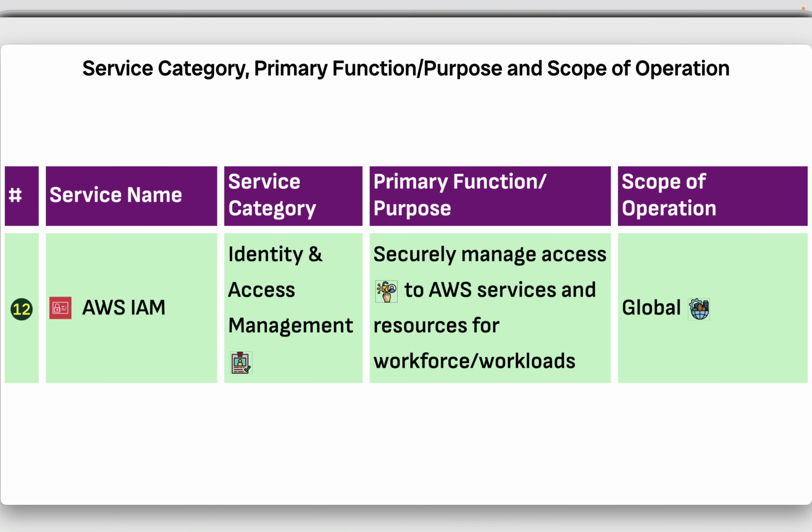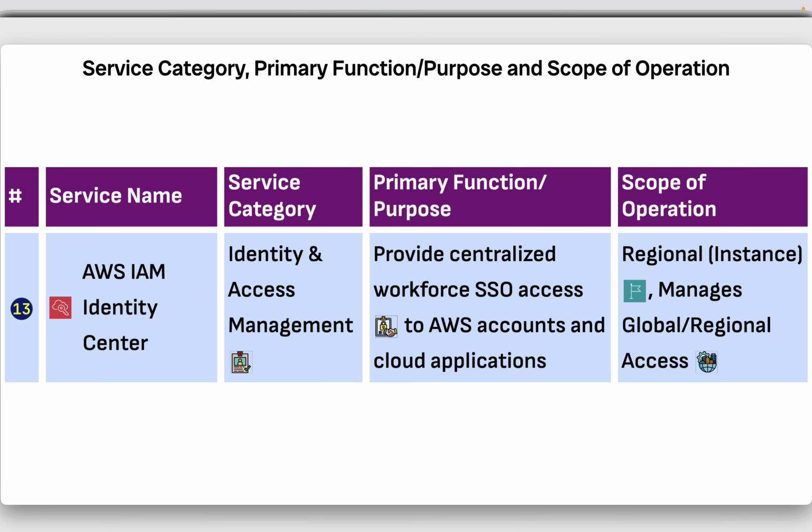Next, AWS IAM, that is AWS Identity and Access Management, and the service category is Identity and Access Management. Primary function and purpose is to securely manage access to AWS services and resources for workforce and workloads. Scope of operation is global.